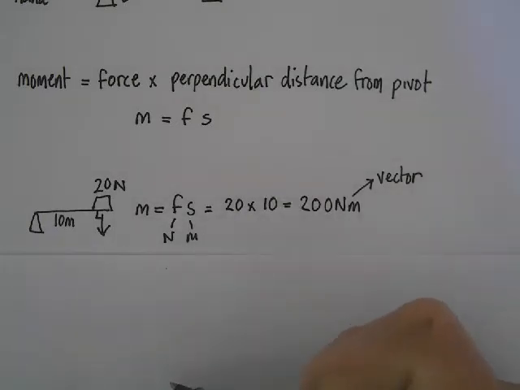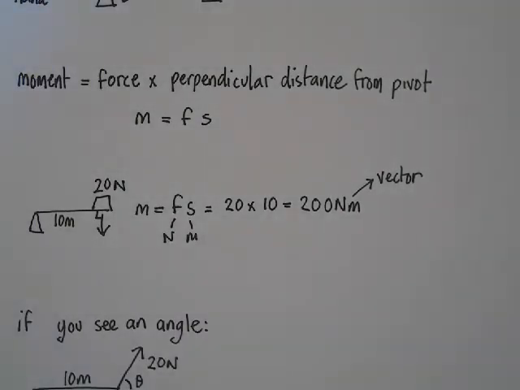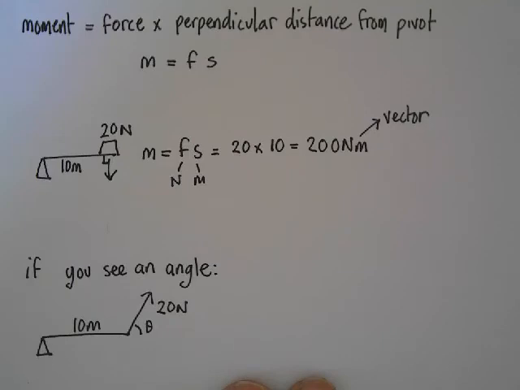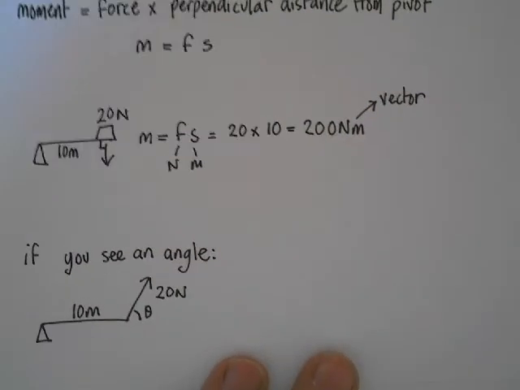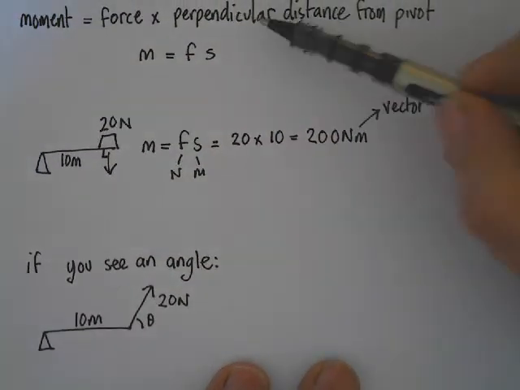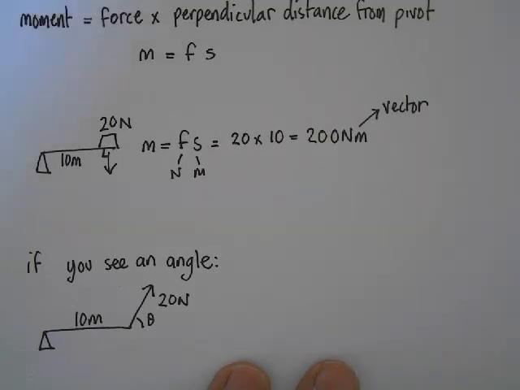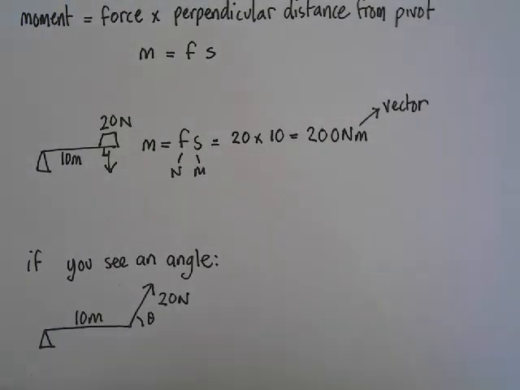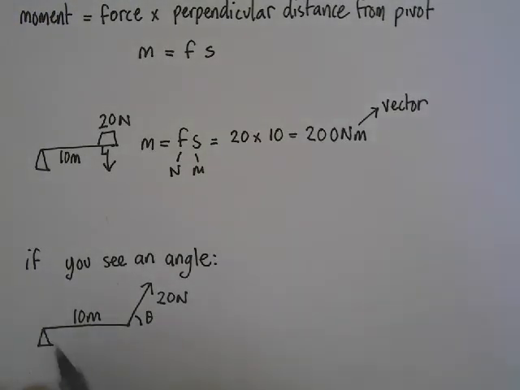But at times, they'll introduce an angle. And I'll give an example down here. So if you see an angle, I'm going to just slide this up slightly. We're going to have to take into account this perpendicular distance. So look at this example down here. I've got a lever 10 meters long, and I'm pulling up with a force of 20 newtons, but the 20 newtons isn't straight up. I'm pulling at an angle.